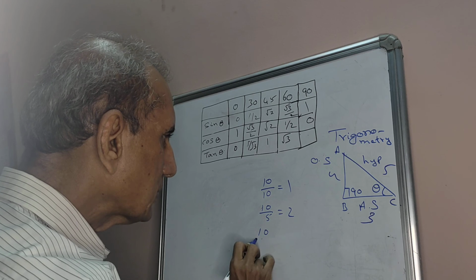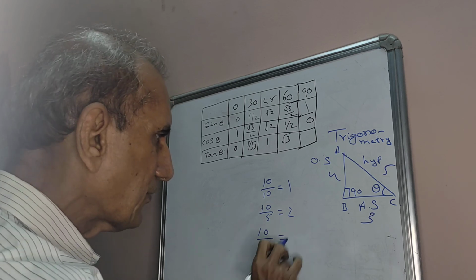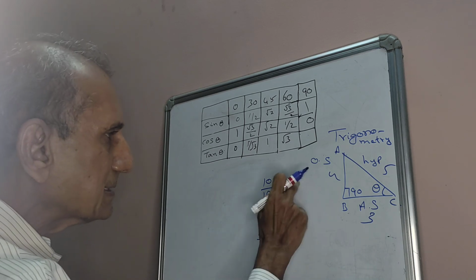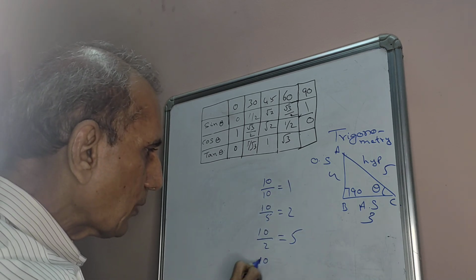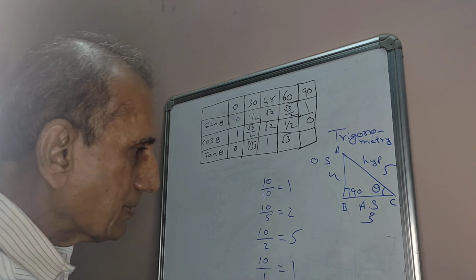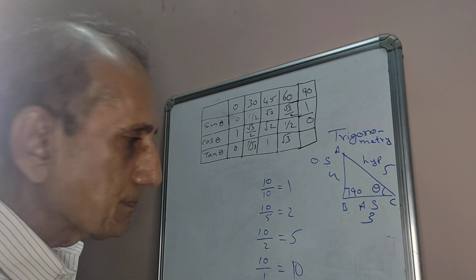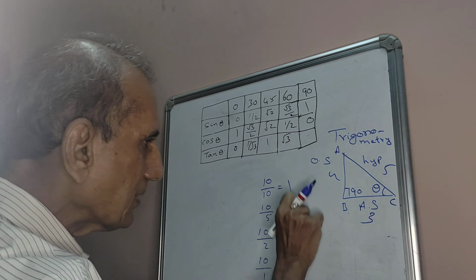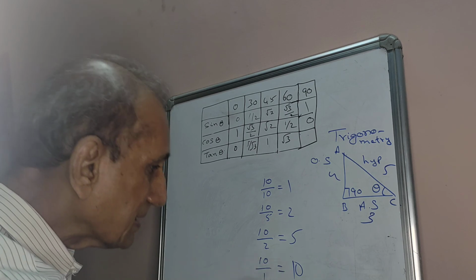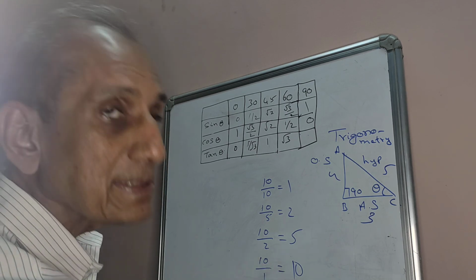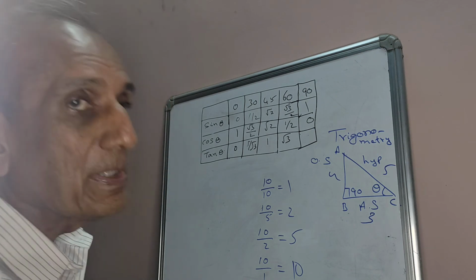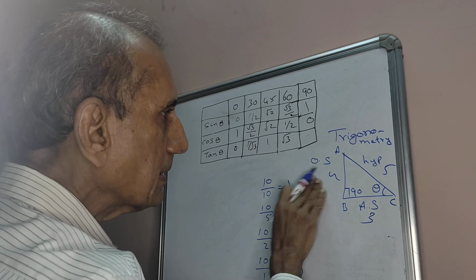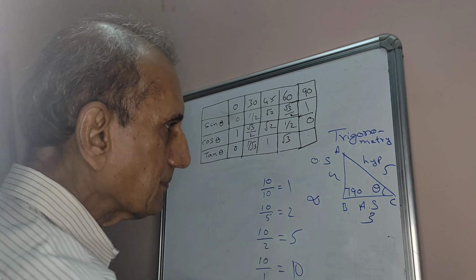Supposing I take 10 by 2, what happens? 5. So as the denominator goes down, this value increases. I take 10 by 1. What happens? 10. So what do we observe? As the denominator value decreases, this value increases. Then if it goes further down, would this value be higher or lesser? It would be much higher. That is one of the reasons why they say it is infinity. So that is the symbol of infinity.